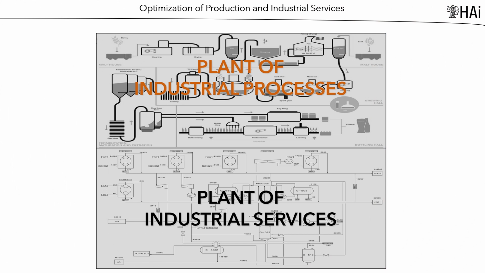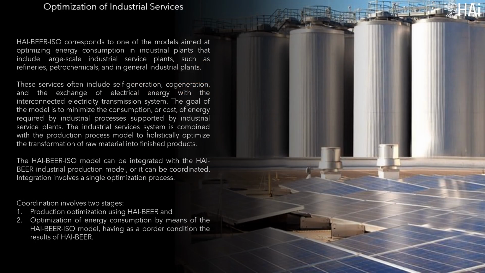The second step in optimizing energy efficiency is the integration of the industrial process plant with the industrial services plant. The optimization of industrial services corresponds to a mathematical model oriented to the optimization of energy consumption in industrial plants that include large-scale industrial service plants, such as refineries, petrochemicals, and in general manufacturing industrial plants. These services often include self-generation, cogeneration, and the exchange of electrical energy with the interconnected electricity transmission system.